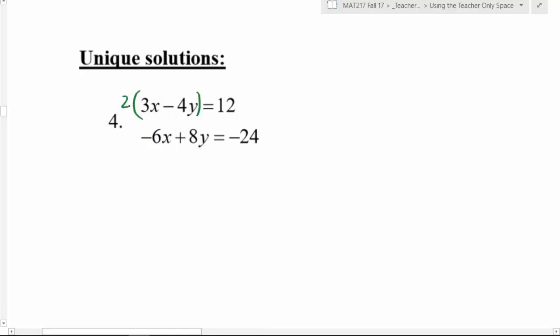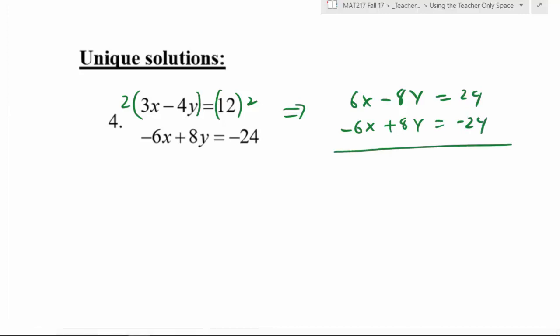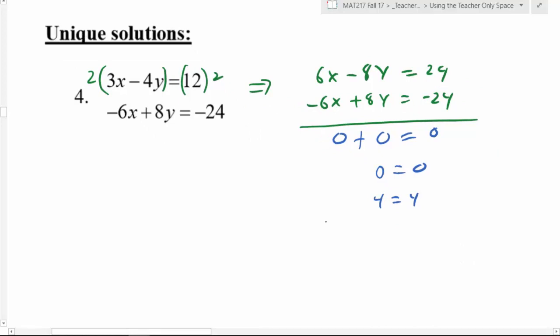I'm just going to multiply this top equation by 2. That will give me 6x minus 8y equals 24. And my bottom equation would be negative 6x plus 8y equals negative 24. Now when I add those together, I'm going to get 0 plus 0 equals 0, or 0 equals 0. Don't focus on the 0 equals 0. If you had gotten 4 equals 4 or any true statement, that is the same scenario. What we're seeing here is that any solution works.